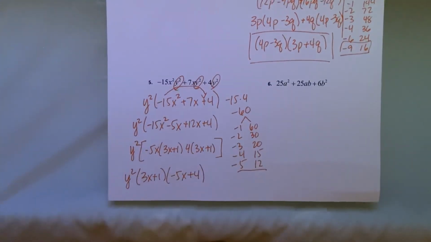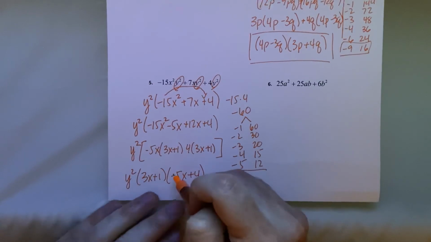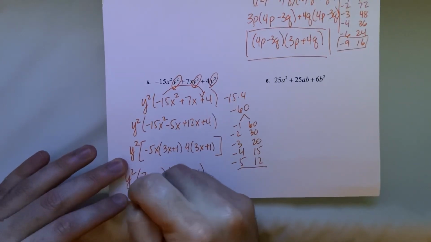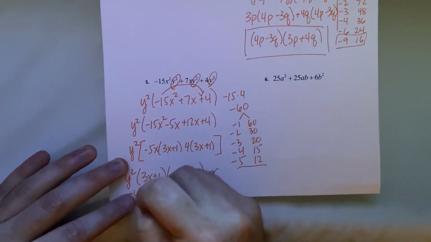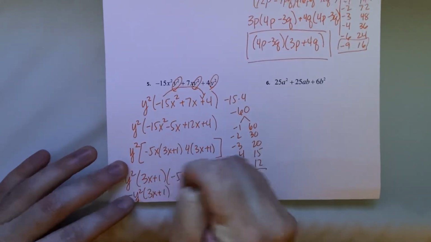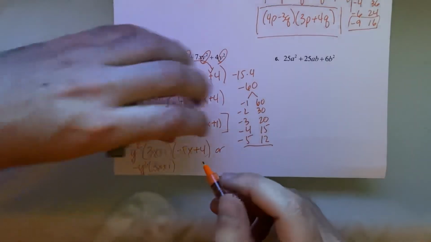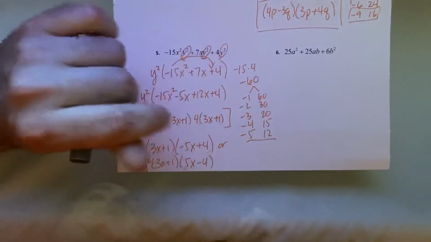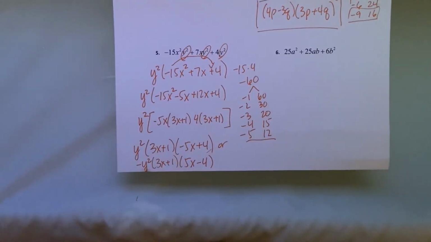Now, how does it look if you take the negative out? Pulling the negative 1 out at the beginning would have pulled the negative y squared instead. The 3x plus 1 would have been the same. This would have changed. Instead of negative 5x plus 4, it would have been 5x minus 4. So some people like to pull the negative out so their leading term is positive. Go ahead and do that if you want. And that is the end of 5.3.